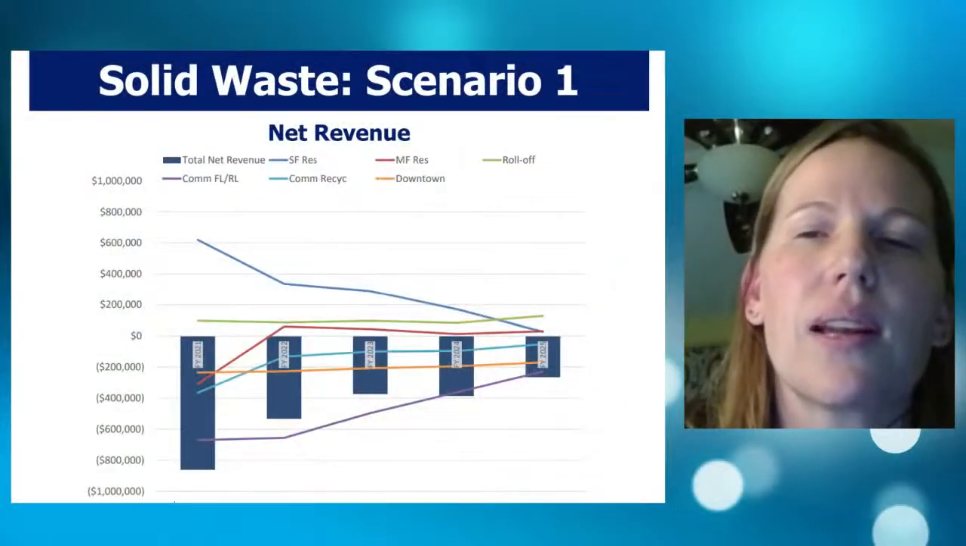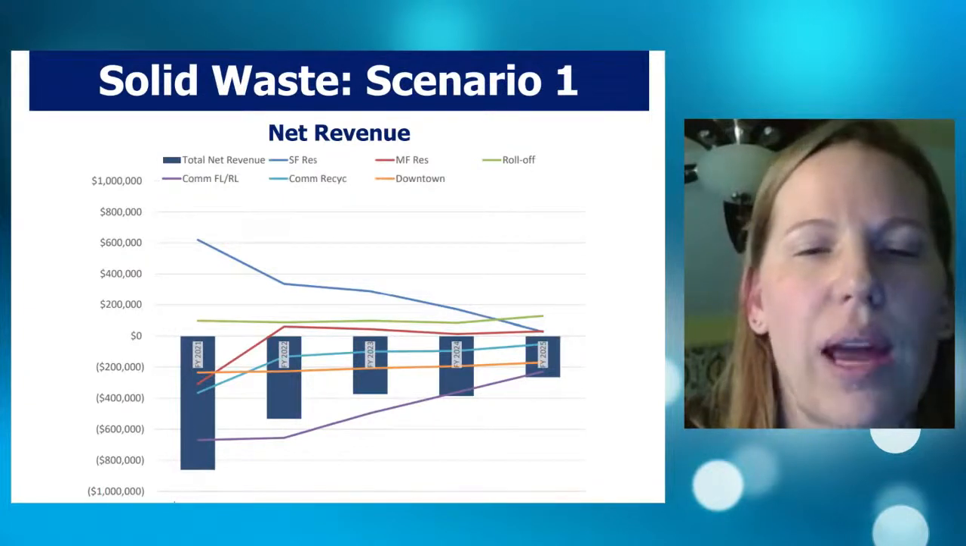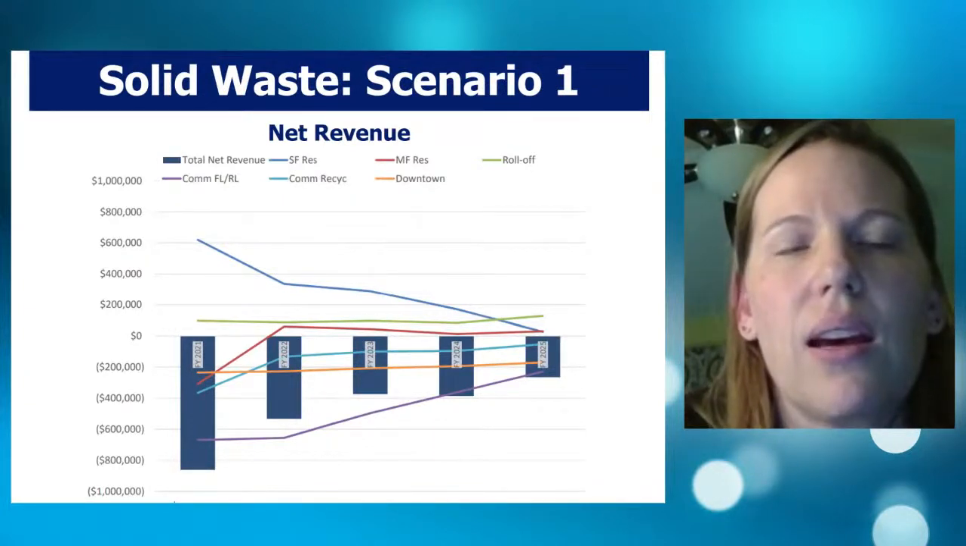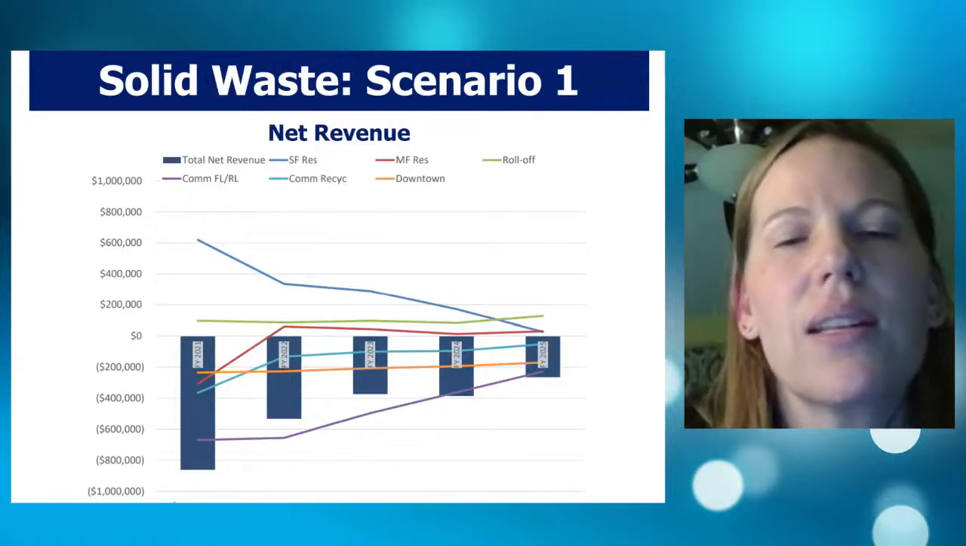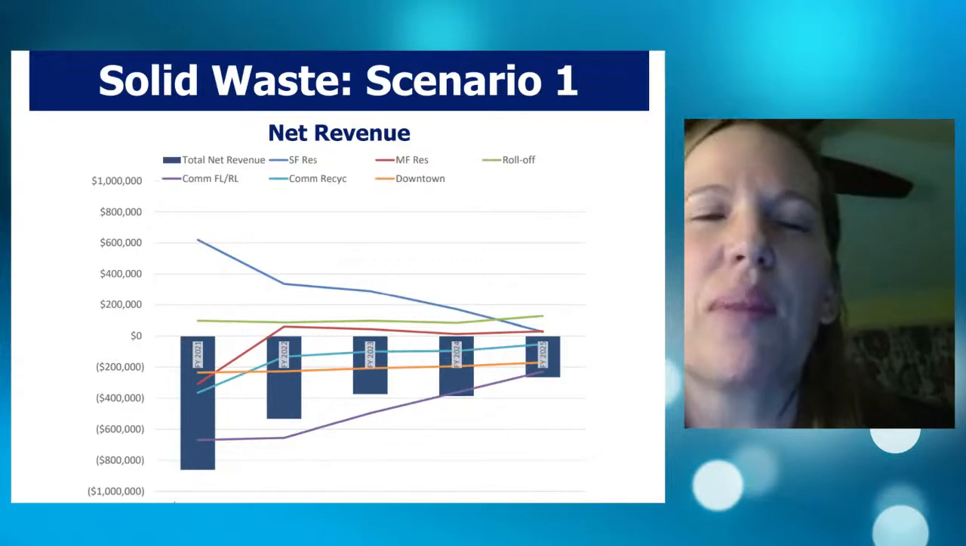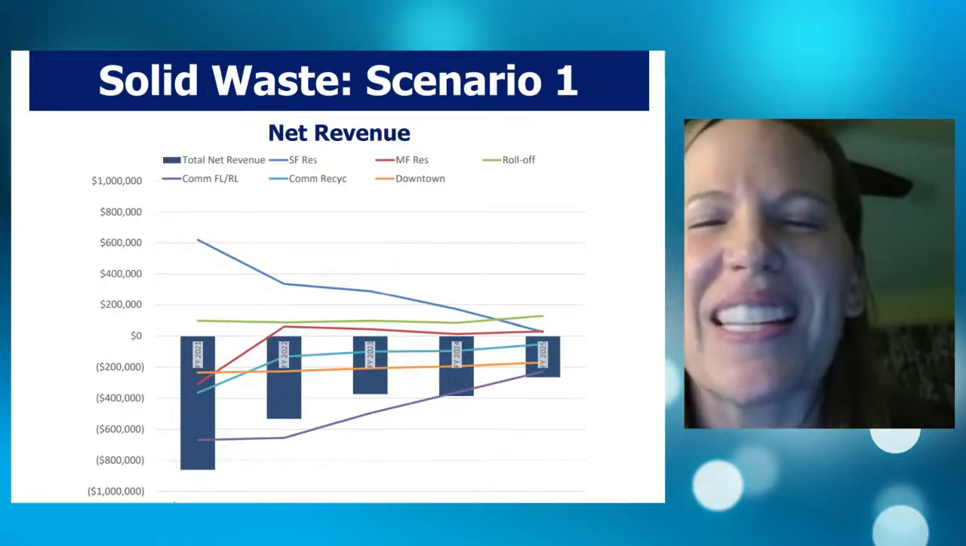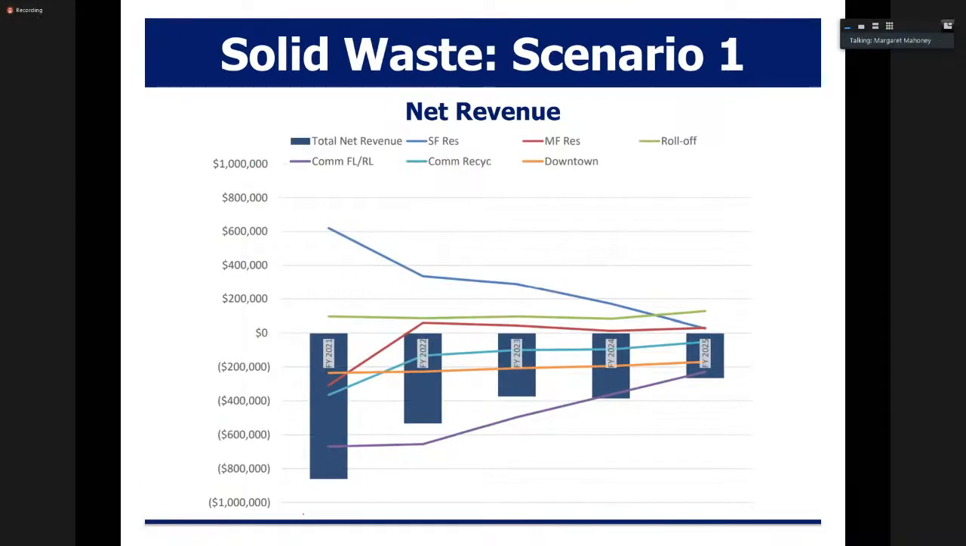Maggie Mahoney, Management Analyst, Municipal Services and Operations. Thank you, Mike. So for solid waste scenario one, again looking at the same net revenue map, we looked at what would happen if we kept the 2020 current rates for the next 5 years, and we were going the other direction. We were really eating into fund balance. Here you can see with scenario one, we are starting to turn things around. Looking at the lines for the different services, single family residential is that blue line on the top. As you can see, it starts very high, over $600,000 in 2021, and then it's going down towards zero by 2025.